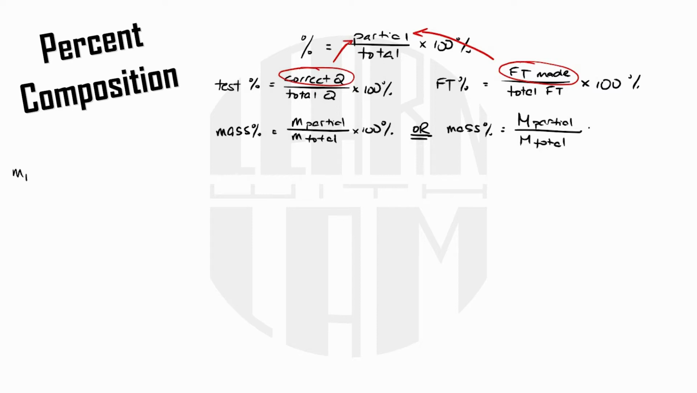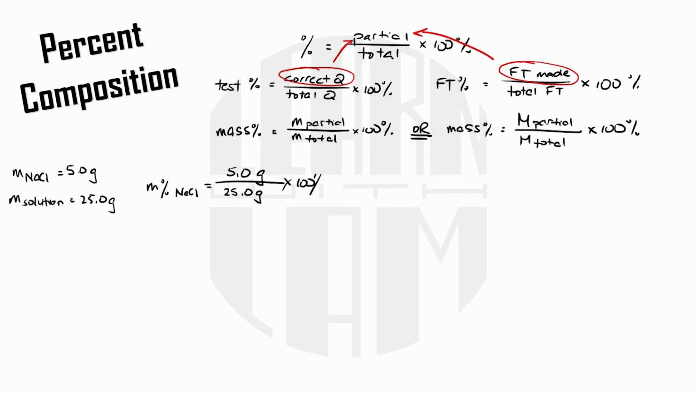If I have 5 grams of sodium chloride in a solution that has a total mass of 25 grams, and I want to know the mass percent of sodium chloride in the solution, then I'm going to divide the partial mass, so just sodium chloride's 5 grams, by the total mass of the solution, which includes the sodium chloride, which is 25 grams. I'm going to multiply that by 100%, and that gives me 20%, meaning that sodium chloride takes up 20% of the entire solution's mass.